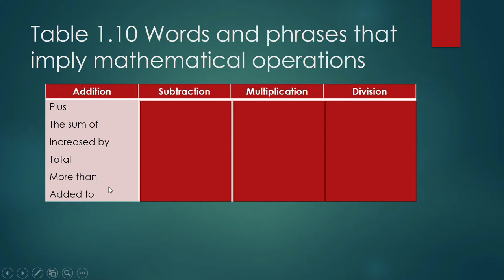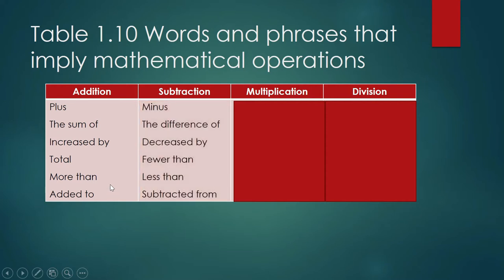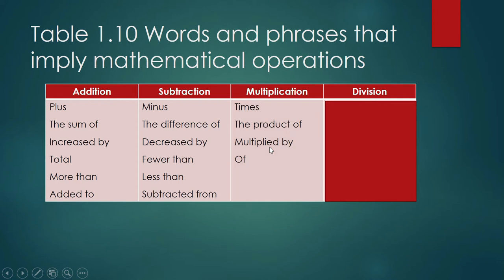How about for subtraction? What are the English phrases and words that imply subtraction? Minus, the difference of, decreased by, fewer than, less than, subtracted from. How about multiplication? Well, when you say times, you are multiplying. When you say the product of, you are getting the product, and the process to get there is multiplication. Multiplied by, and then of.